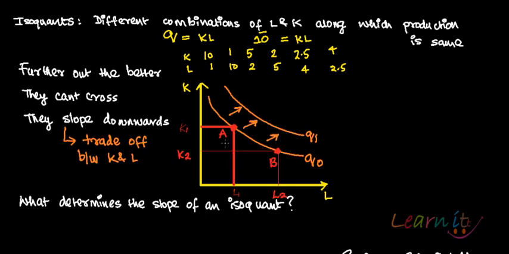So at point A, as you can see, the amount of capital is more and the amount of labor is less. And when you move from point A to point B, you have made a trade-off between capital and labor. You are giving up capital in order to get more labor. So there's a trade-off happening, and that's the reason they slope downwards.